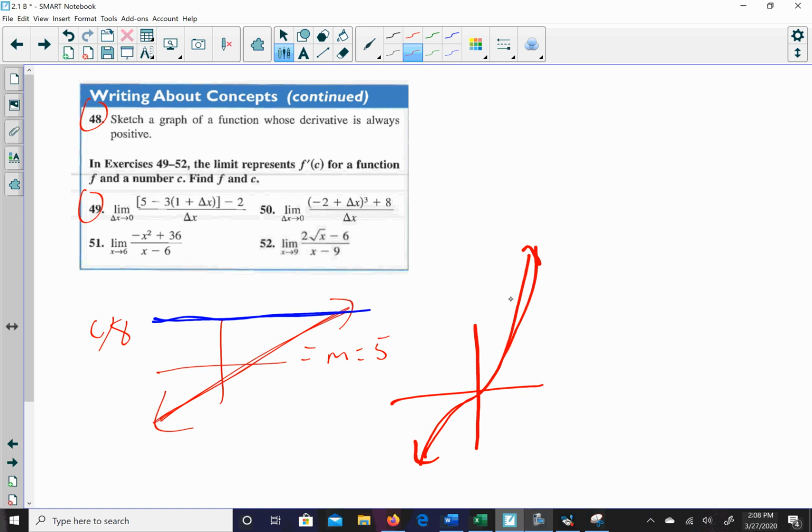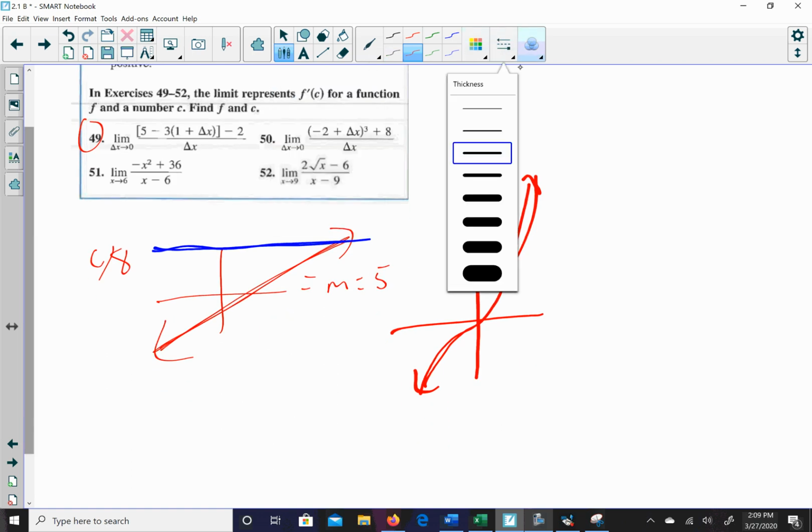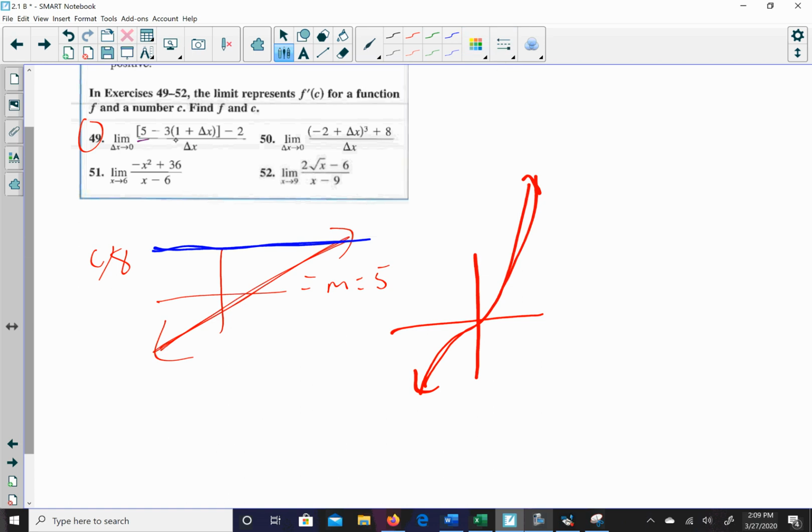So 49 says, given the limit, find f and c for a function f and a number c. So they want me to find the function, and they want me to find the value, or what x value. So when I'm looking at this one, I have 5 minus, and then remember, to do this, this was going backwards, this was the limit, and then you had delta x approaches 0, and this was f of x plus c.